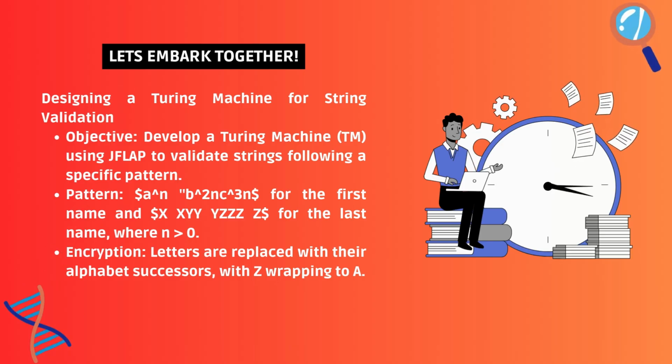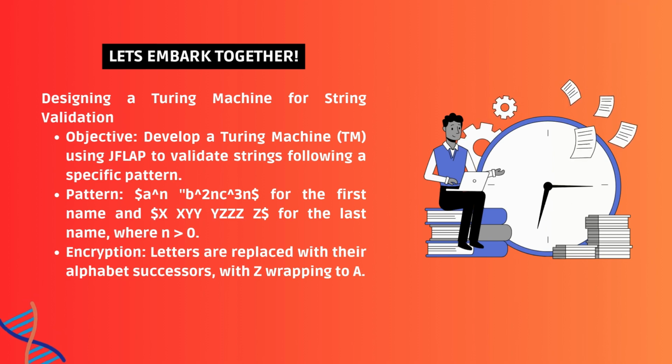Before delving further, the first thing we need to know is our objective, which is to develop a Turing machine using JFLAP to validate strings following a specific pattern as shown. Remember that the letters are replaced with their alphabet successors.